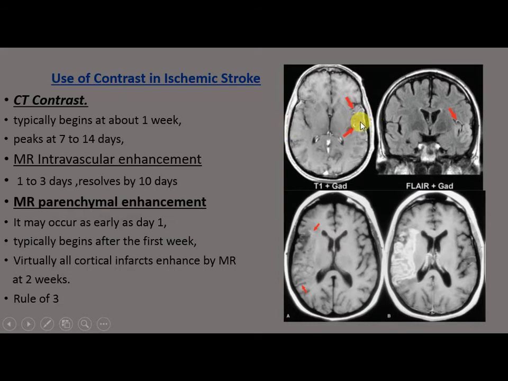This is an example of intravascular enhancement. Sometimes intravascular enhancement could be seen in the periphery of the infarcted area due to collateral supply. MR parenchymal enhancement may occur as early as day 1. Typically it begins after the first week. Virtually all cortical infarcts enhance by MR at 2 weeks. You have the rule of 3: the peak of parenchymal enhancement is 3 days to 3 weeks and resolved by 3 months.